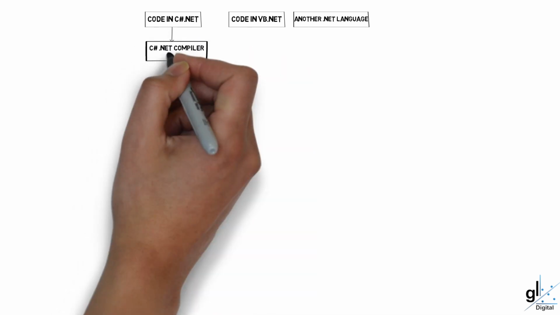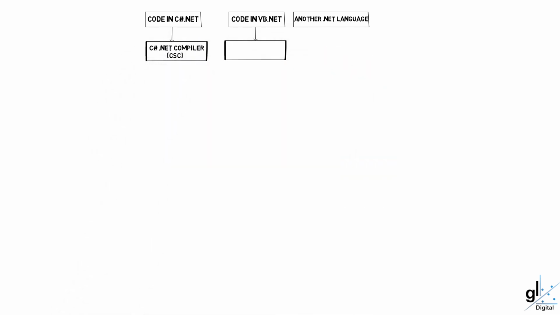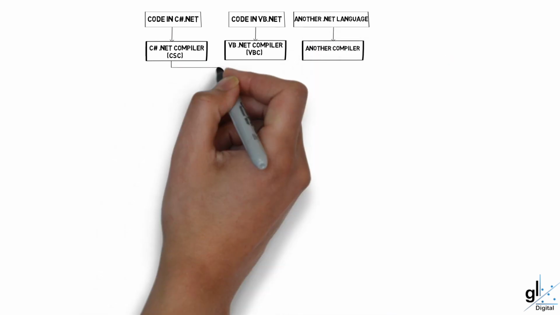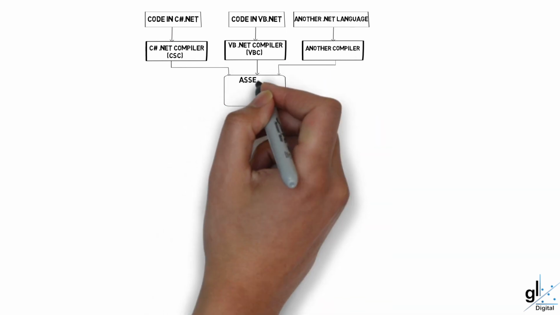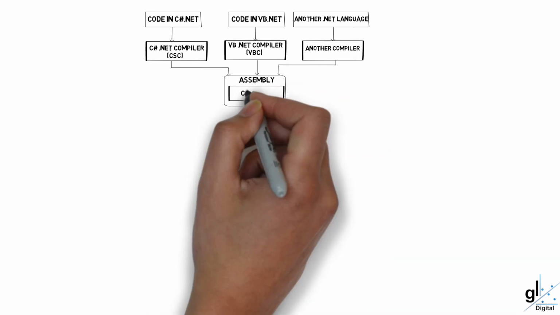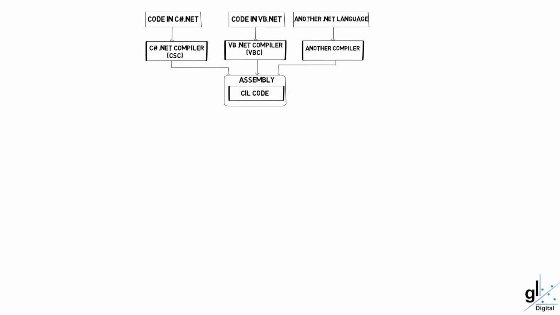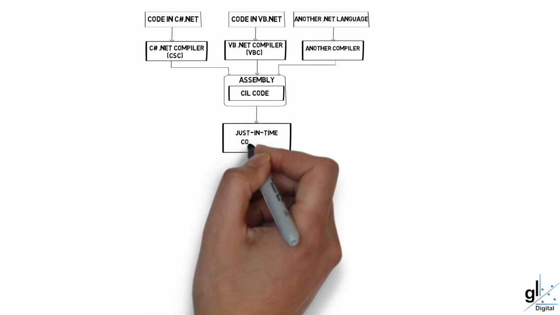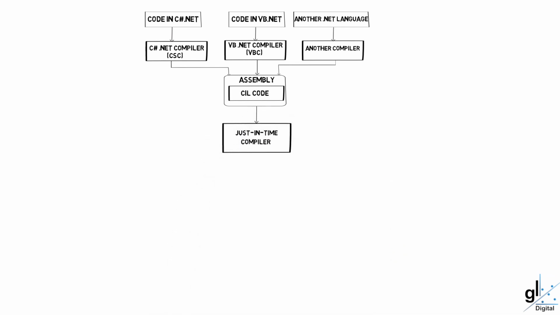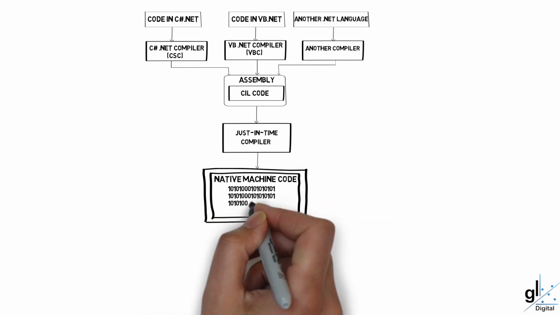We then compile our .NET code using an appropriate compiler relative to the .NET language we have used to write our code. It could be the C# compiler, also known as CSC. It could be the VB.NET compiler, also known as VBC, or another compiler appropriate to whichever .NET language we are using. The appropriate compiler then compiles your code into an assembly which contains the common intermediate language code. If the code that has been loaded has not yet been compiled, the common language runtime will employ the just-in-time compiler service to compile the common intermediate language code into machine code that your CPU can understand.